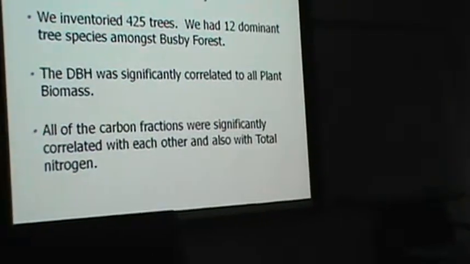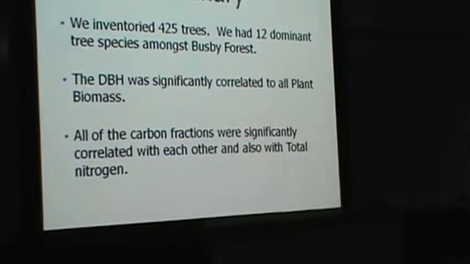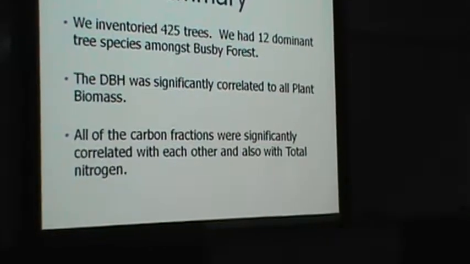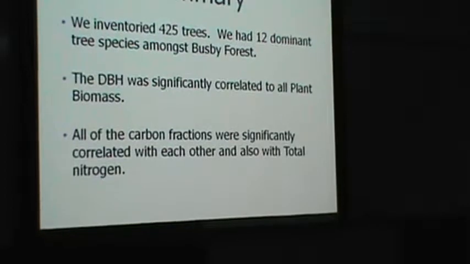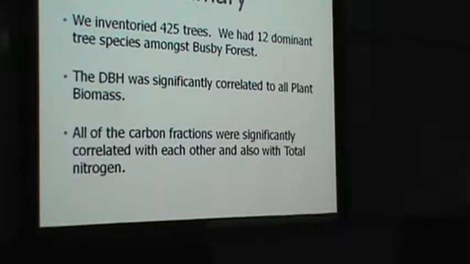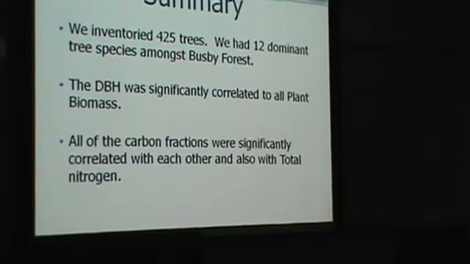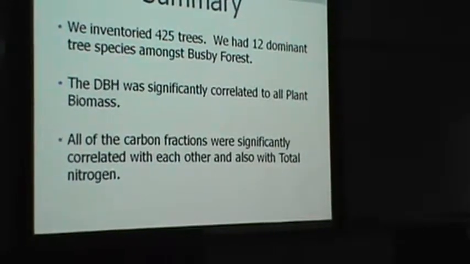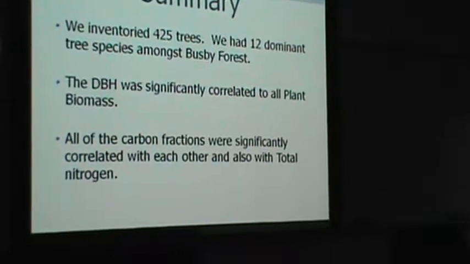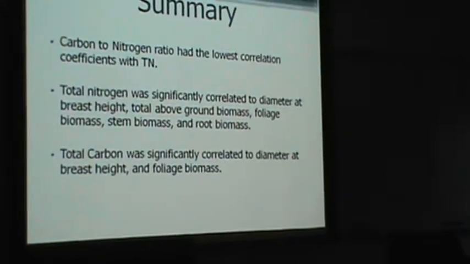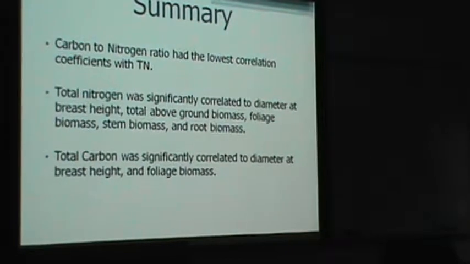In summary, we inventoried 425 trees. We had 12 dominant tree species amongst Busby Forest. The DBH was significantly correlated to all plant biomass. All of the carbon fractions were significantly correlated with each other and also with total nitrogen. Carbon to nitrogen ratio had the lowest coefficients with total nitrogen.